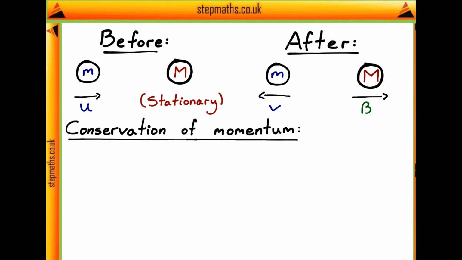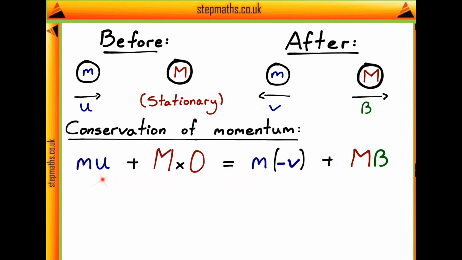Bearing that in mind, let's try and set up our equation for conservation of momentum, which is going to be that the momentum before the collision is equal to the momentum after the collision. So, the momentum before the collision is going to be the momentum of our mass small m, which is going to be small m multiplied by u, plus the momentum of our mass large M, so large M multiplied by 0 meters per second because it's stationary. This is going to be equal to the momentum of our small ball afterwards, of mass small m, multiplied by this velocity minus v, which is negative because it's in the opposite direction to the initial direction of travel, u, which I labelled as positive.